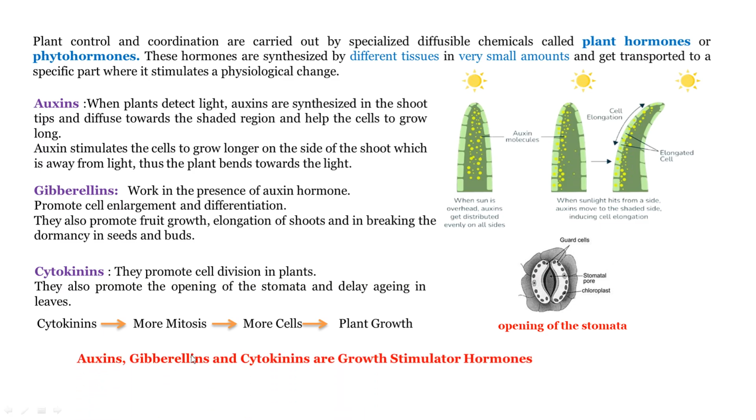So auxins, gibberellins and cytokinins are growth stimulator hormones. What are the 3 growth stimulator hormones? They are auxins, gibberellins and cytokinins. They promote growth.